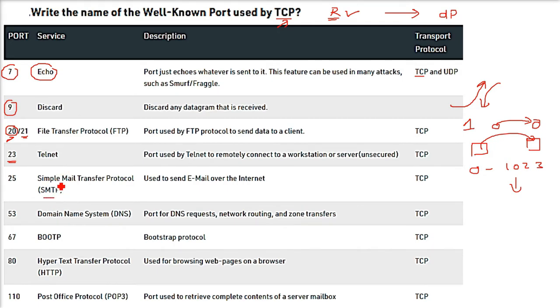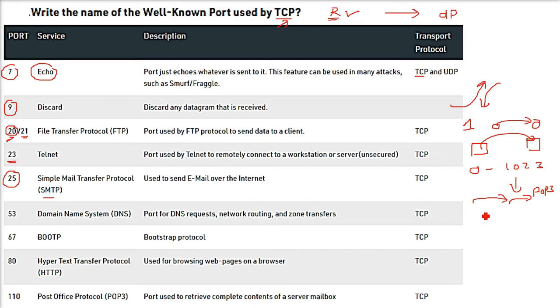Simple Mail Transfer Protocol, SMTP, port 25, is used to send email over the internet. If you are using Gmail, Yahoo or Outlook, that is just a mail agent. So you have to have something in the background to send the mail to the mailbox. That is SMTP. To pick up this mail, that is POP3, Post Office Protocol. Then we have DNS. www.google.com, this is the name, but there is an IP behind it.